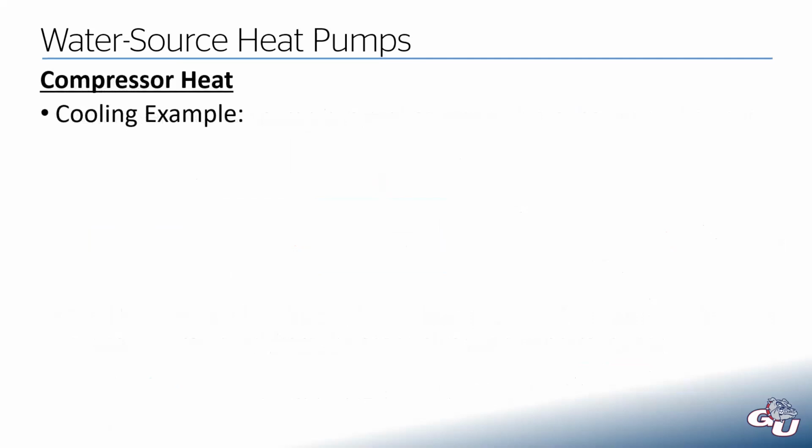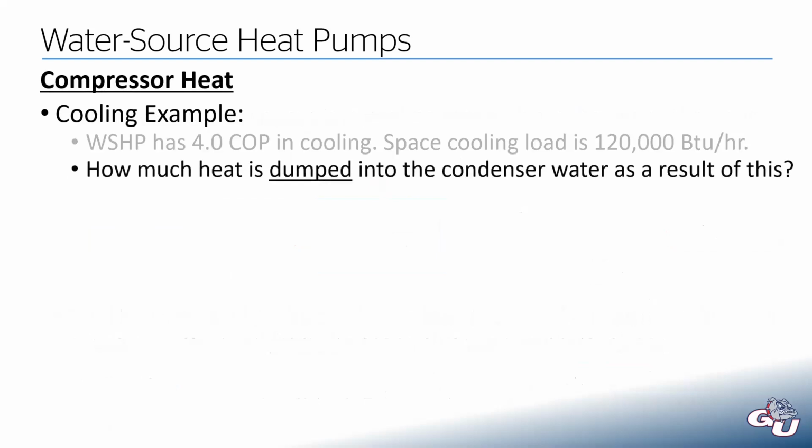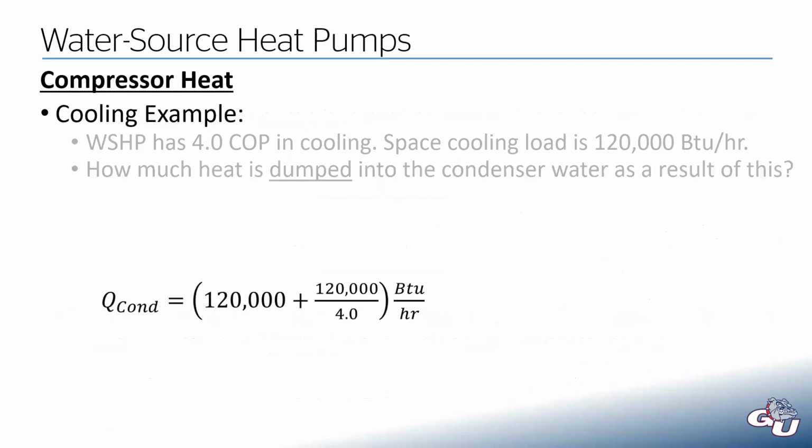Quick example, let's say we have a heat pump that has a 4.0 COP in cooling. And our space cooling load at this moment in time is 120,000 BTUs per hour. So that's how much heat we need to remove from the room to keep that space happy. And let's say I want to know how much total heat we are putting into the condenser water as a result of this. Quick equation, 120,000 plus 120,000 over 4.